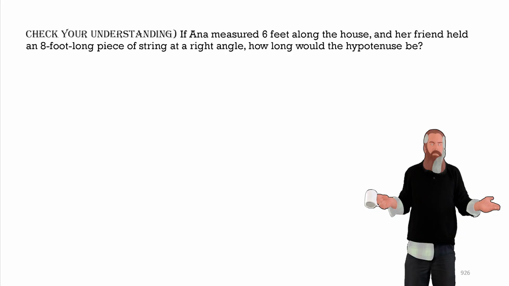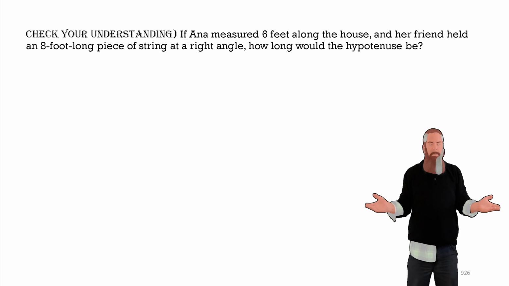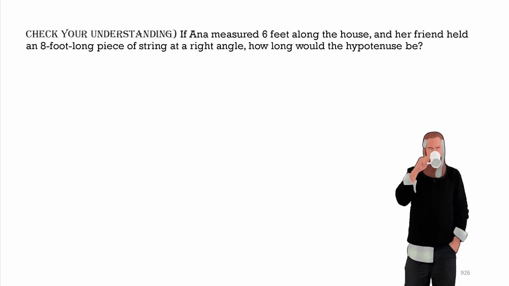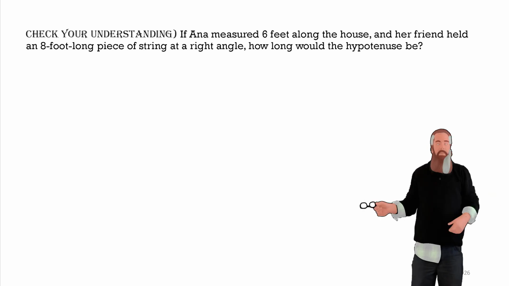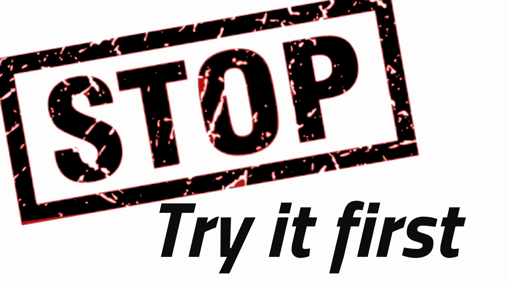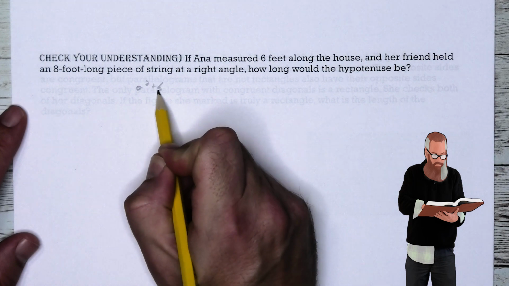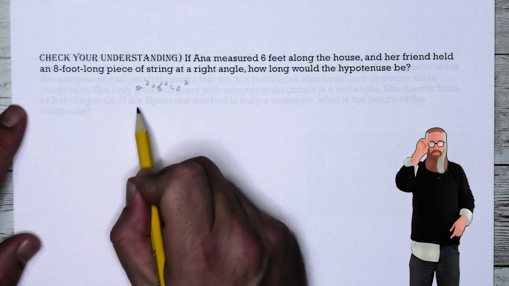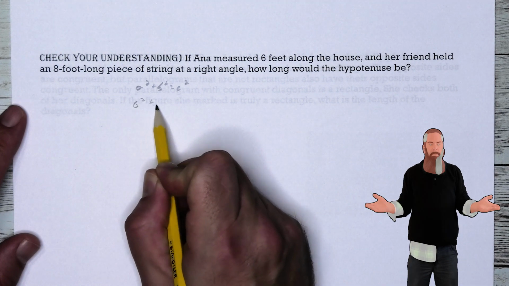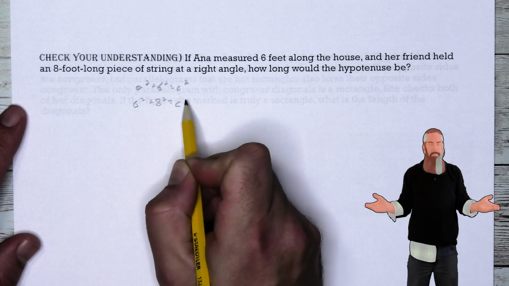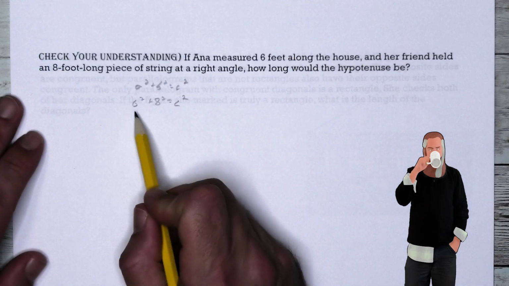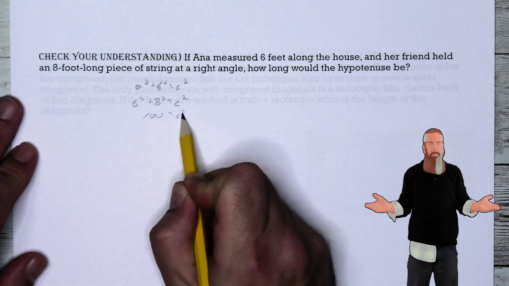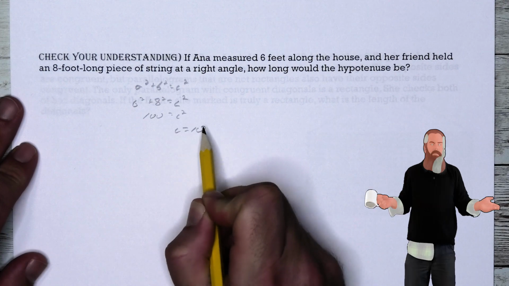Let's check our understanding of this. If Anna measured 6 feet along the house and her friend held an 8-foot long piece of string at a right angle, how long would the hypotenuse be? So we'd have a squared plus b squared equals c squared because we're after a right triangle. This means 6 squared plus 8 squared is equal to c squared. So we would wind up with 36 plus 64 to get 100 is c squared, or c is 10.